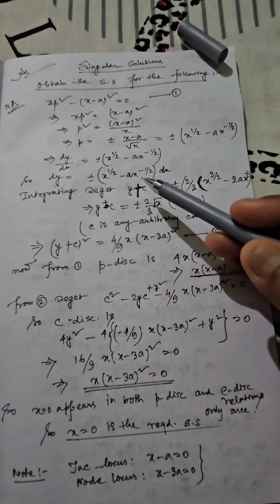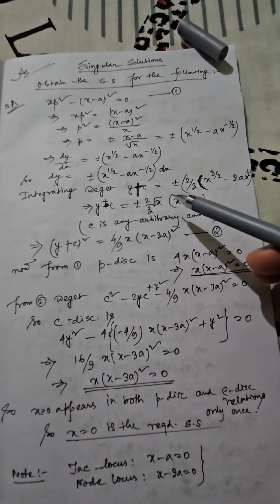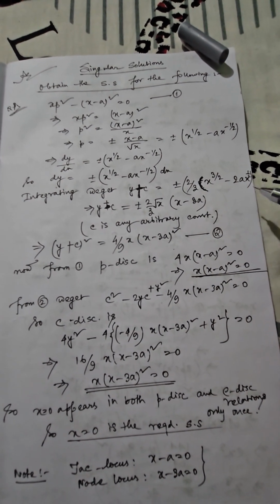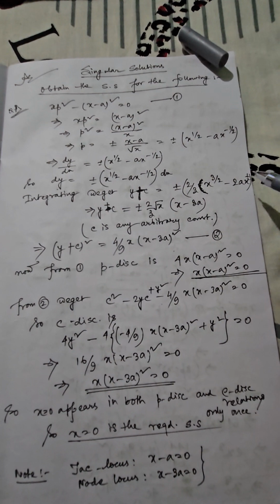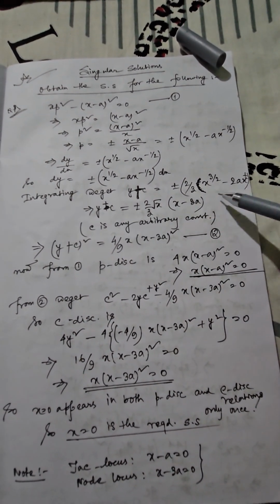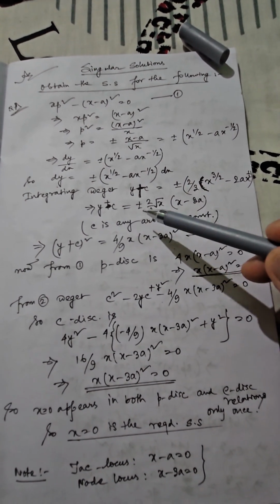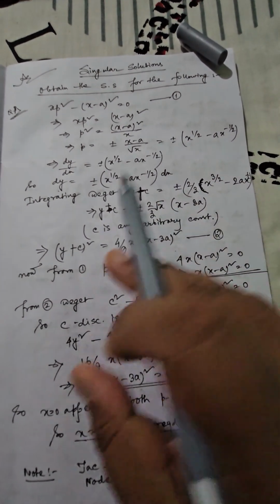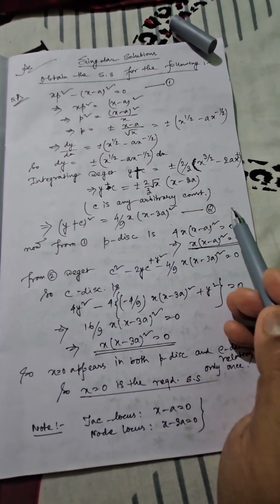Similarly, from the second part, a into x to the power (−1/2 + 1) divided by (−1/2 + 1) will ultimately give you minus 2a x^(1/2). So y + c, if we take (2/3)√x as common, ultimately gives you (x − 3a). As usual, you can see the plus-minus sign is there. So c is the arbitrary constant. Now squaring both sides, you will get the second equation.